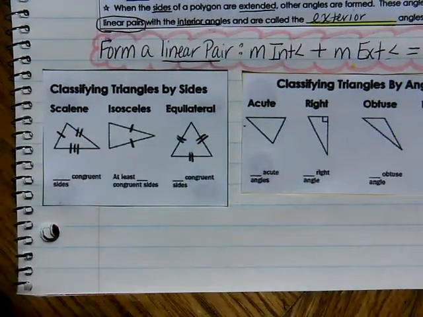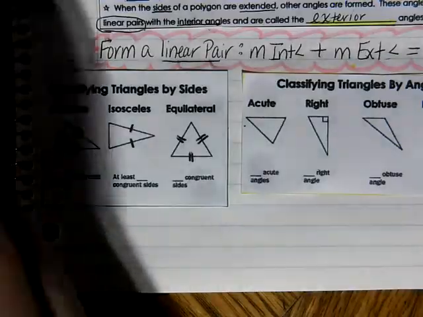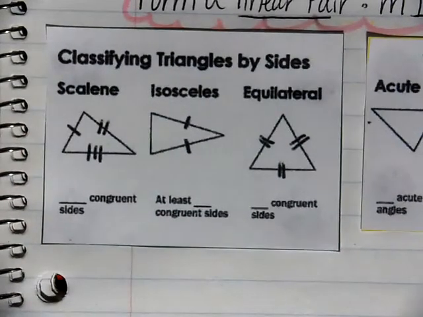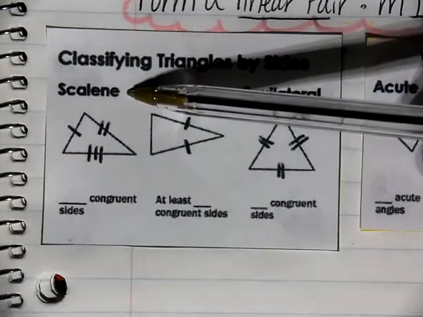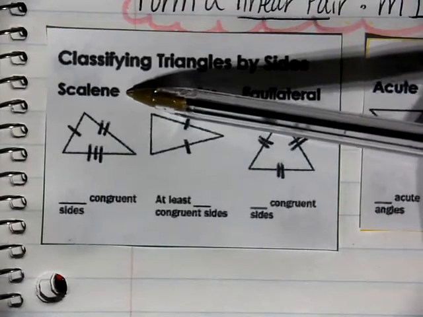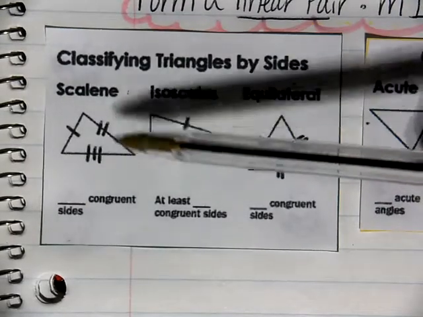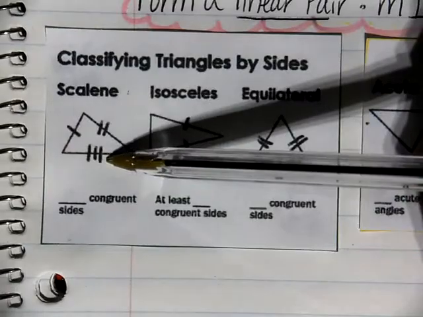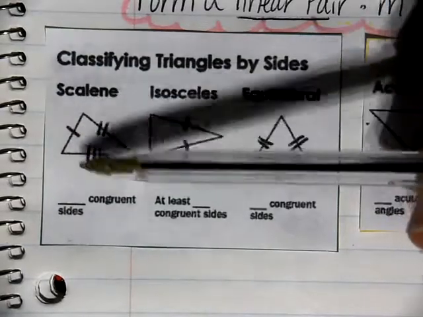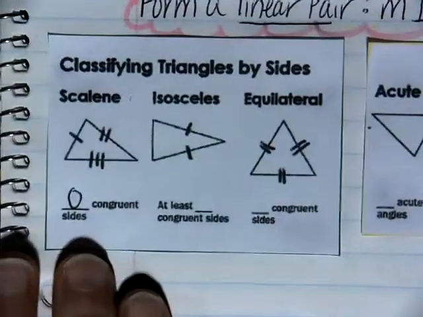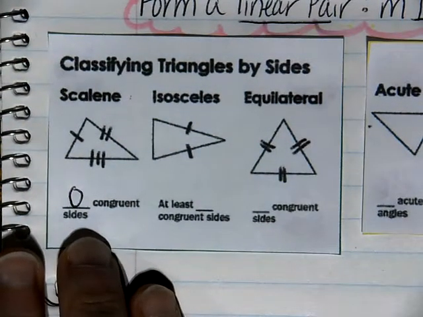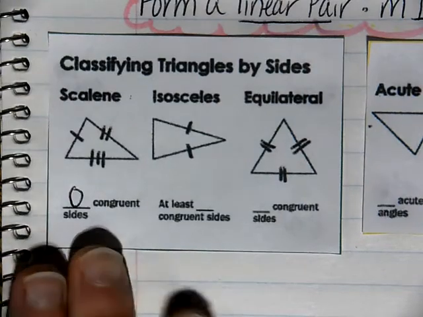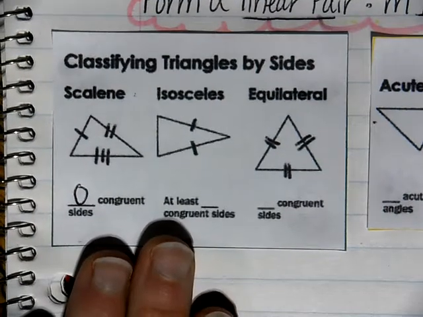Classifying by their sides. We have three different types of triangles that can be classified looking at and analyzing the sides. The first type is called scalene. And what scalene means is that you have a triangle with three different sides. That means that all of the side lengths are different, and there are no congruent sides, 0 congruent sides. Those are considered scalene triangles.